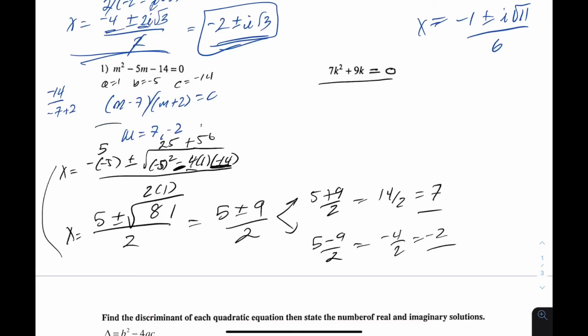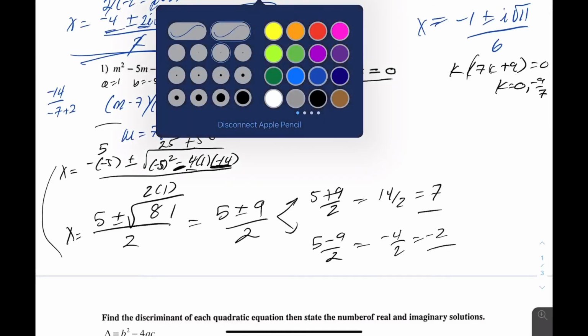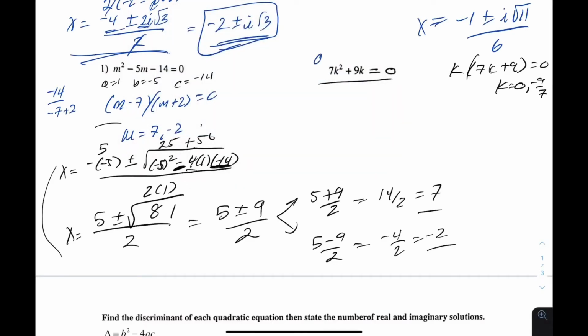And the same thing with this one. If I want to factor this, I can take out a k, so it'll be k times 7k plus 9 equals 0. K would equal 0 and negative 9 sevenths. But we're going to practice the quadratic formula, so we'll do that. A is 7, B is 9, I don't see a C, so that means it's 0. If you have a quadratic formula, you're using it this way. Anytime you don't see the term you need, it's 0.